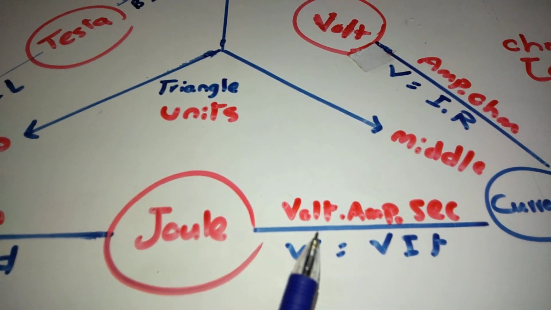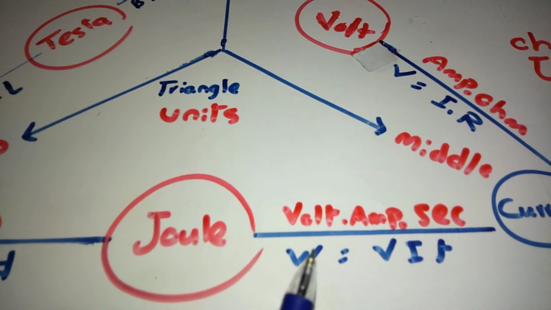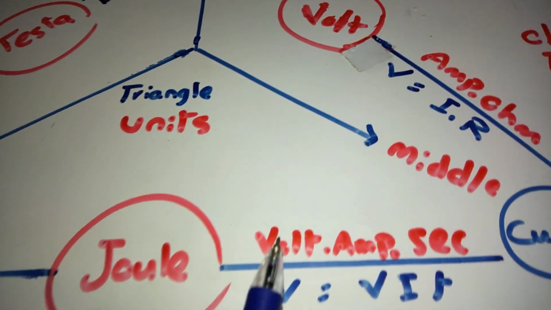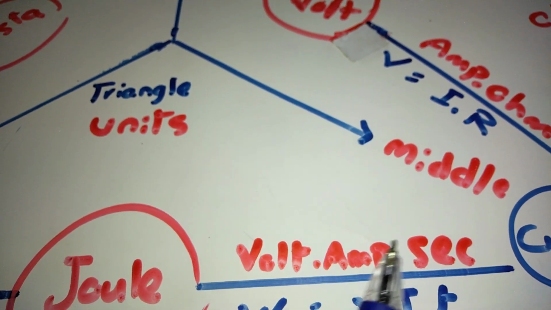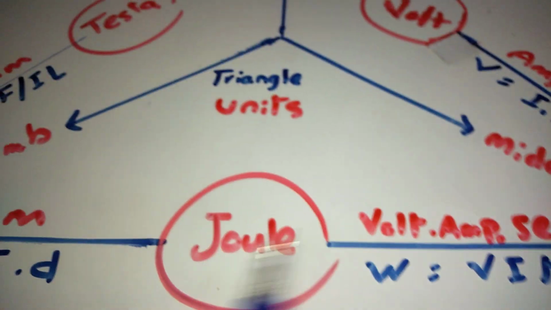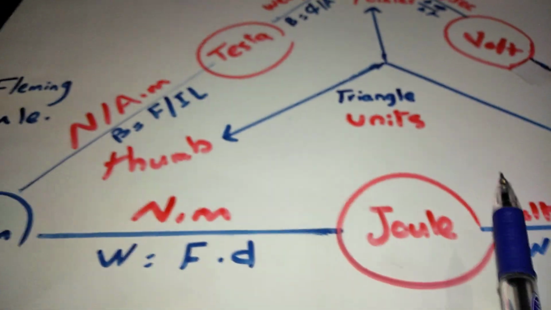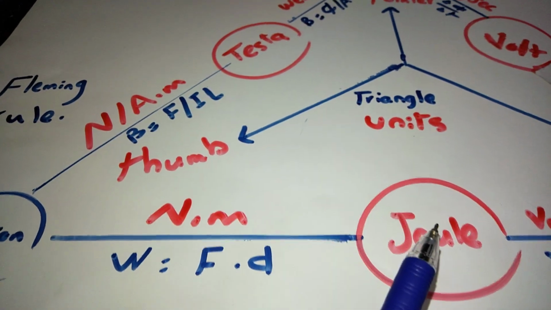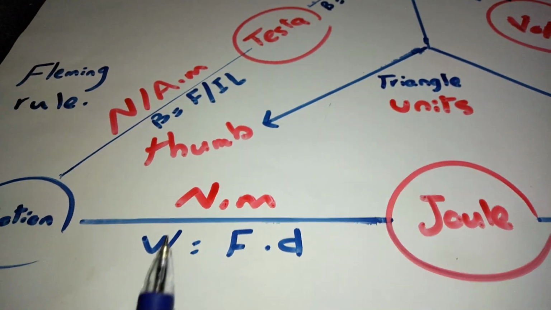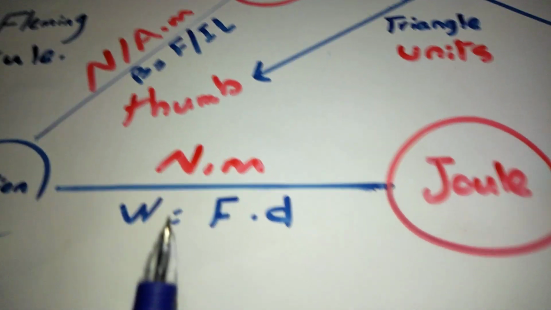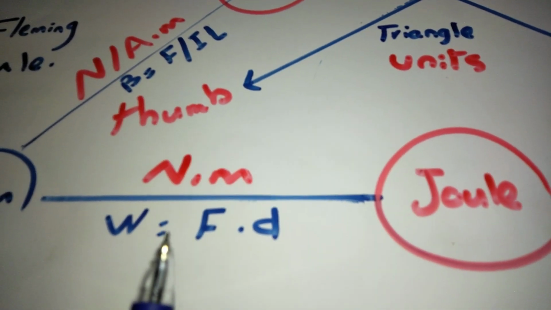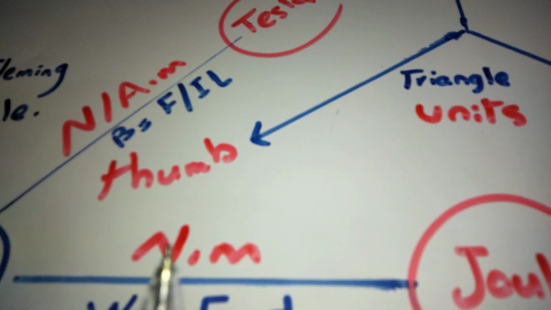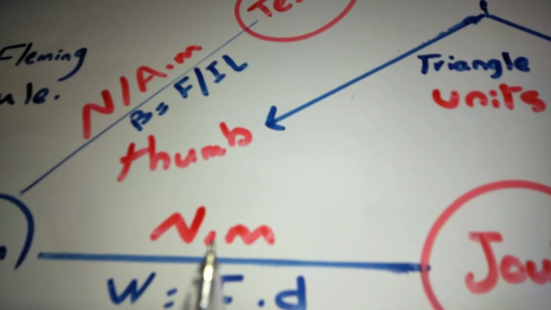So we have to know that Joule can be given from the relation W equals VIt, so it is equivalent to volt ampere second. And as well, when we move to mechanics, the Joule output in mechanics is given from the relation W, which is work, equals force times displacement, or as a unit, Newton dot meter.